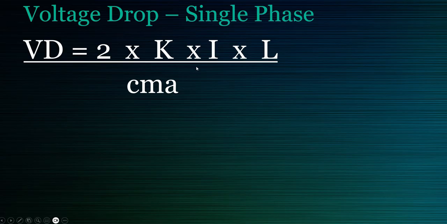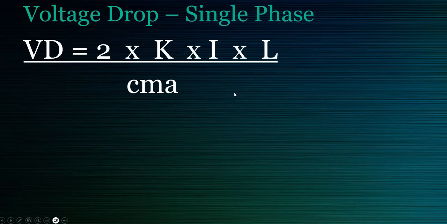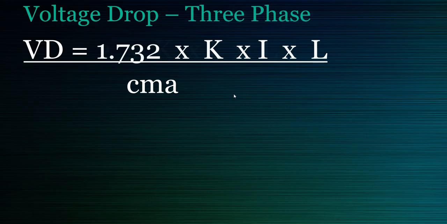The K is the constant times I, which is your ampacity, times the length, divided by the circular mill area, which is found in Chapter 9, Table 8. I believe I put in here the three-phase version of it too. So 1.732, which we all know is the square root of 3 for three-phase. That previous one, that's for 2, which is the distance out and back. This one, if you've got a three-phase circuit, is 1.732 times K times I times L divided by circular mill area from Chapter 9, Table 8.